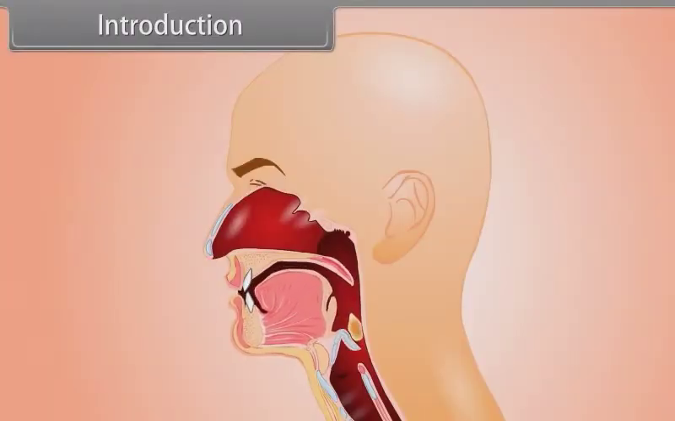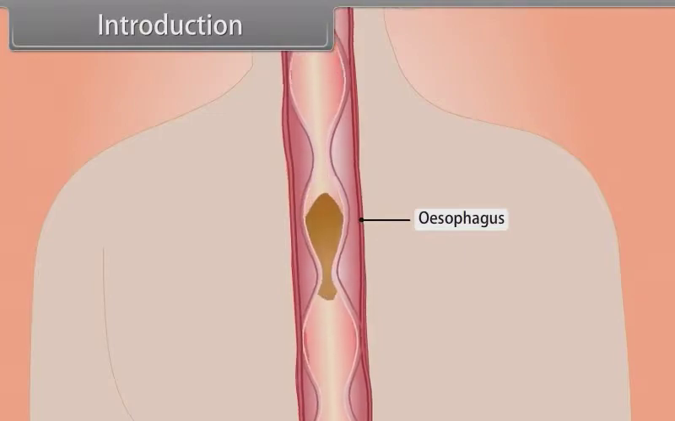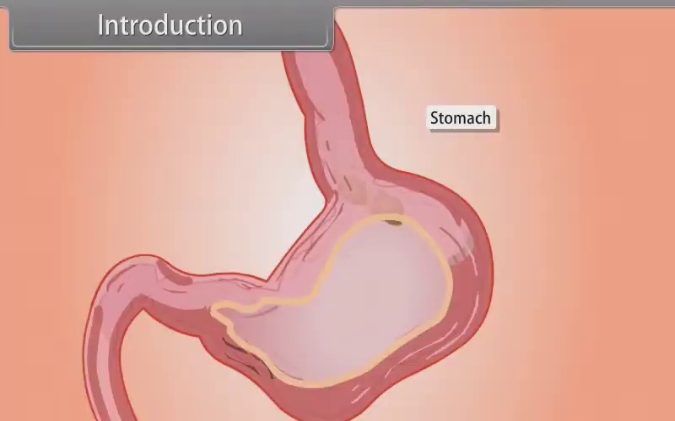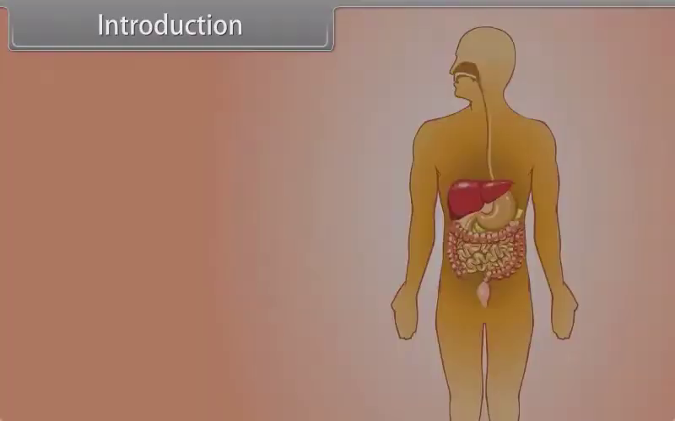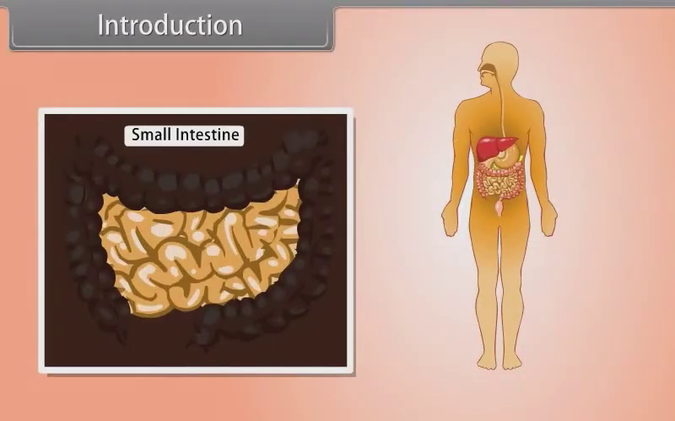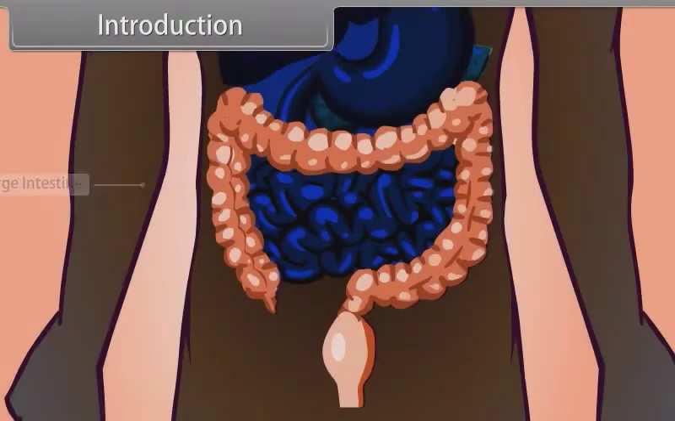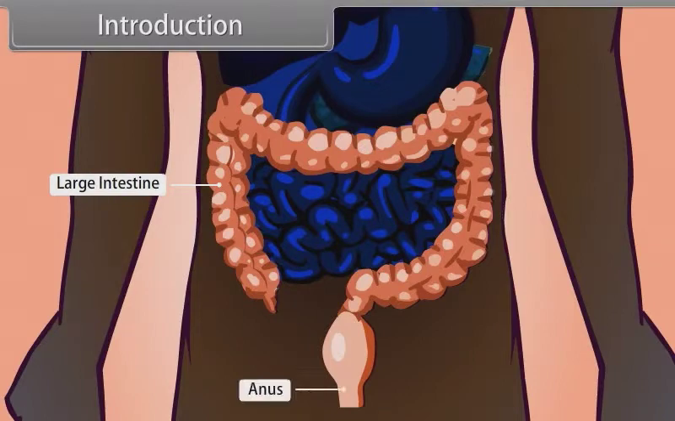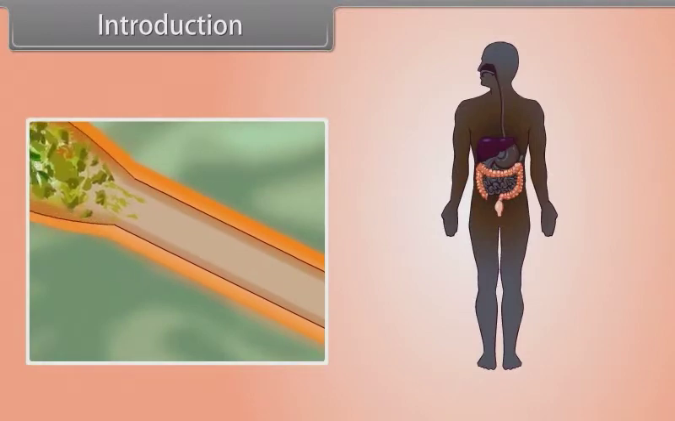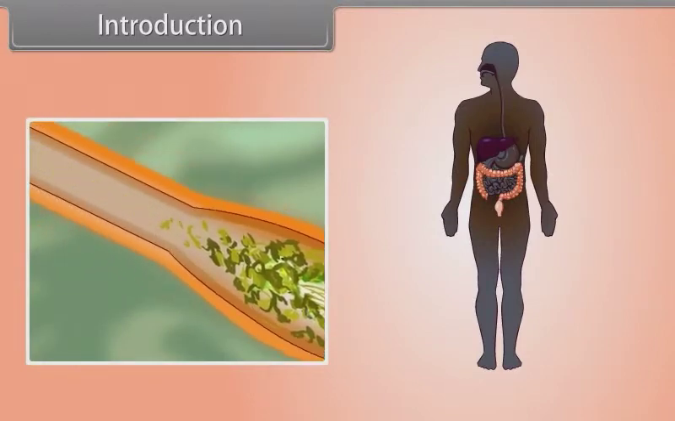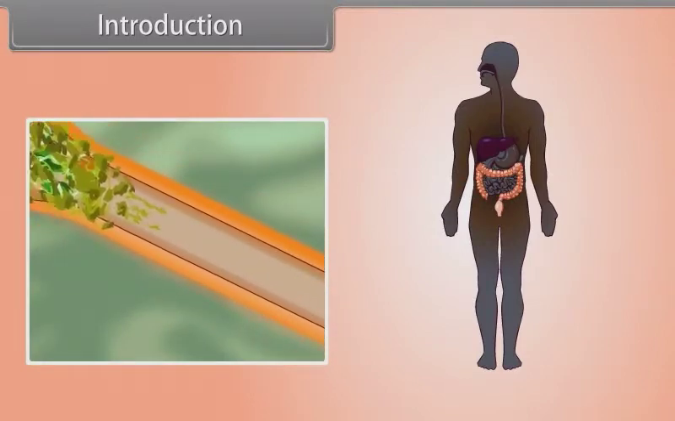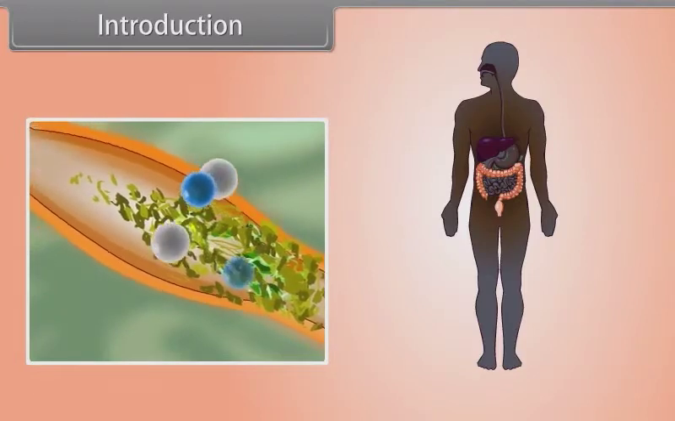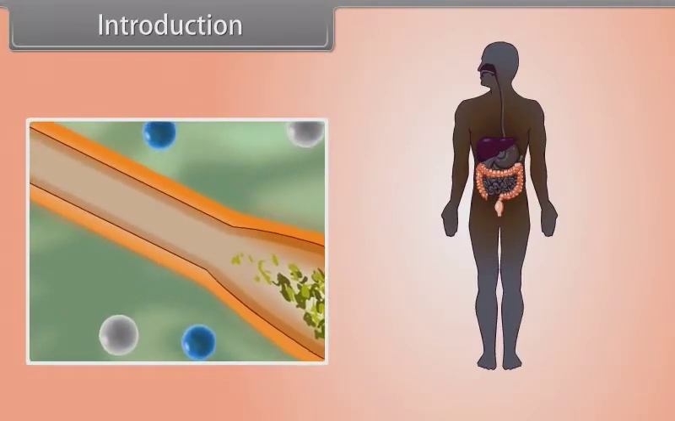Yes, through the mouth and then through the esophagus, food goes to the stomach where digestion of protein starts, and then food enters into the small intestine, from where the undigested food goes to the large intestine and is then ejected out of the body through the anus. After the digestion of food, the nutrients are absorbed from the digested products. So, throughout this module, we will learn digestion and absorption.